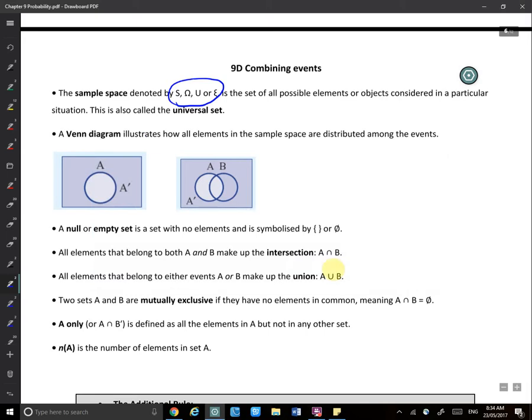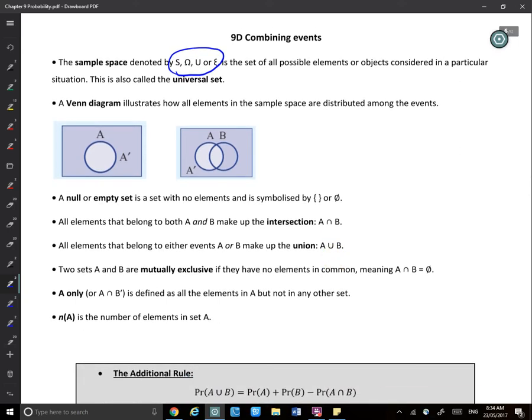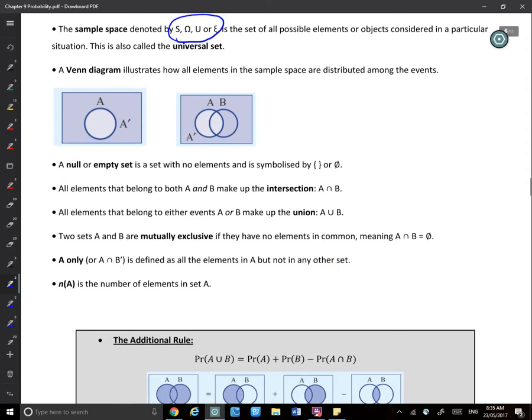It's the set of all possible elements or objects considered in a particular situation. This is called the universal set. So a Venn diagram illustrates how all elements in the sample space are distributed among the events. So basically, we have the Venn diagram. In year 10, you have two circles or 3 circles.